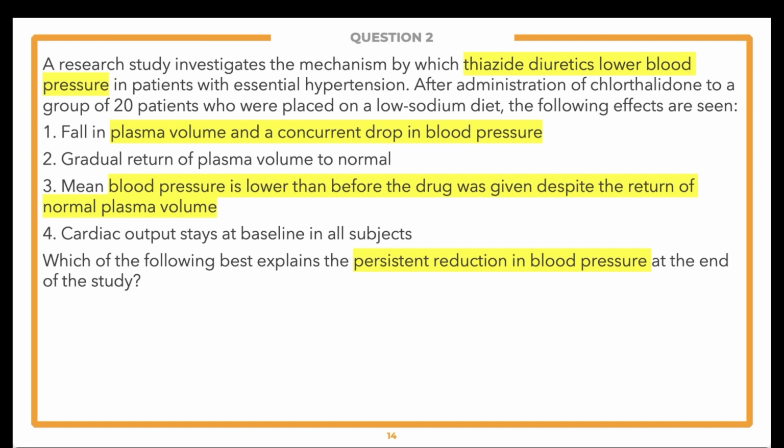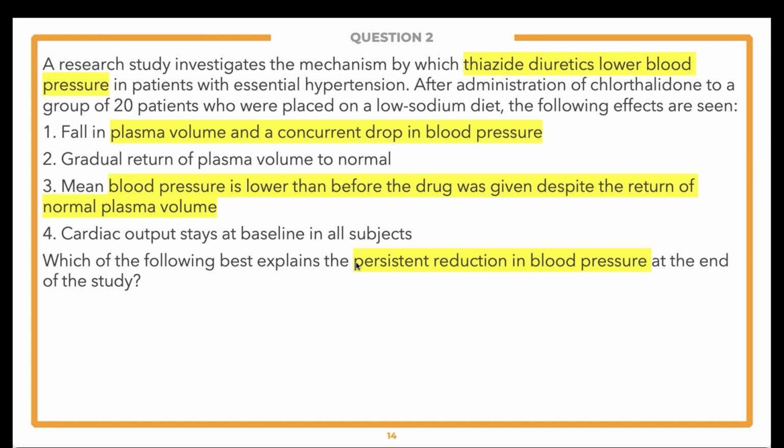Now, these 4 things are important. Let's go through them one by one. Number 1, there is an initial drop in volume with a concurrent drop in blood pressure. So they both drop initially: volume going down, blood pressure going down. Number 2, gradual return of plasma volume to normal. The volume got back up. Then the mean blood pressure, however, stayed lower despite the return of normal volume. That's a very important one. Number 3 is important. Number 4, cardiac output at baseline.